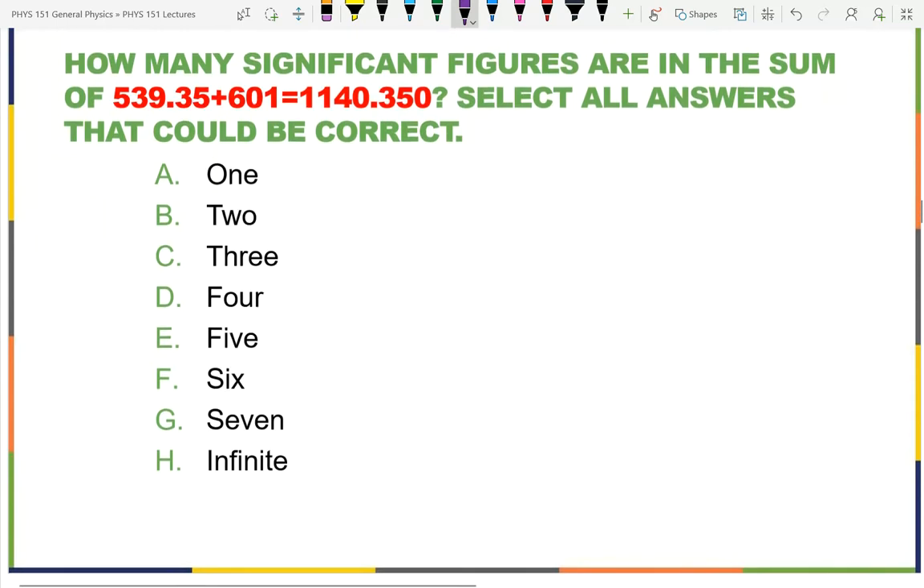All right, now let's do addition. Remember, addition, subtraction, same rule. Multiplication, division, same rule. So I just have one example of each. How many significant figures are in the sum 539.35 plus 601? It's the same numbers. Notice I took away the ambiguity. There's only one now.